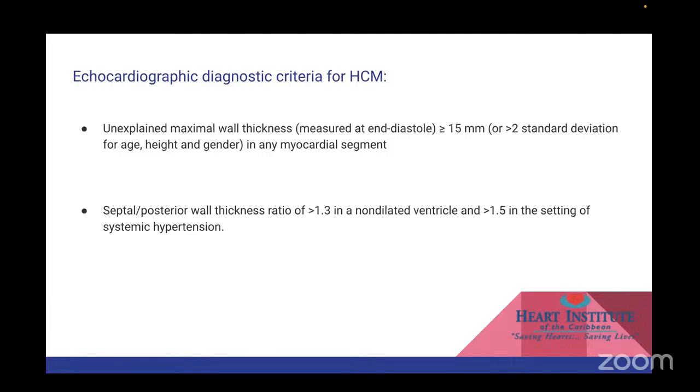But even though we have all those findings, what is the diagnostic criteria? So an unexplained maximal wall thickness of greater than 15 millimeters in any myocardial segment is diagnostic for HCM, or a septal to posterior wall thickness ratio of greater than 1.3 in a non-dilated ventricle and greater than 1.5 in the setting of systemic hypertension. But the one I would really want you to remember is unexplained maximal wall thickness of greater than 15 millimeters. That is diagnostic for HCM if there's nothing else that is explaining this hypertrophy.